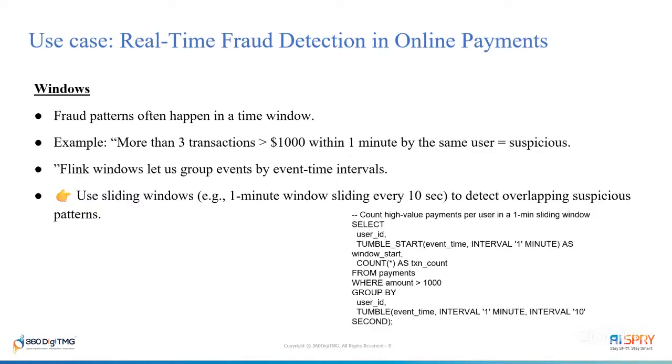Now, if you want insights like fraud patterns, there should not be more than 3 transactions greater than $1,000 within 1 minute by the same user. If it is happening, then something suspicious is happening, because the online banking system will not allow that. Technically, it is not possible, more than 3 transactions in 1 minute. And how can you identify these kinds of patterns in real time?